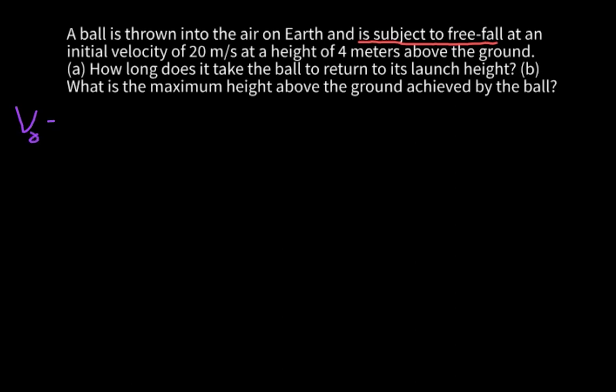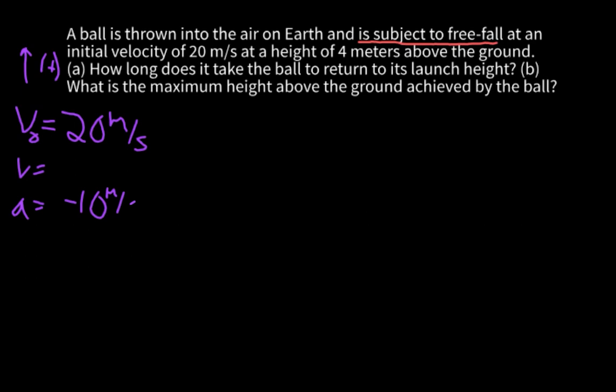So we know our initial velocity is 20 meters per second, and that's going to be positive because we're calling upwards our positive direction. We haven't really clarified a final velocity. If the ball is subject to free fall on Earth, that means it has approximately an acceleration of negative 10 meters per second squared towards the center or the surface of the Earth for our purposes.